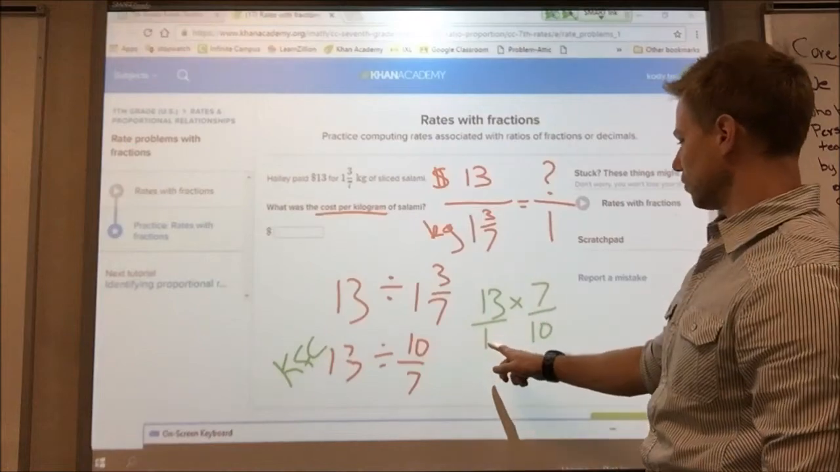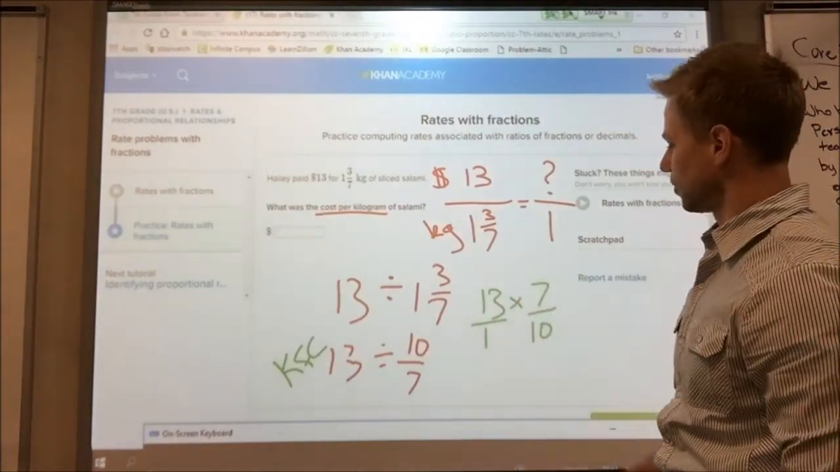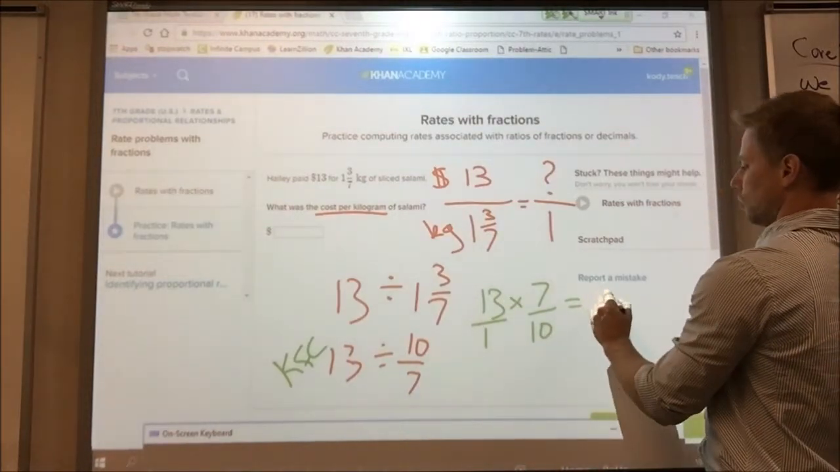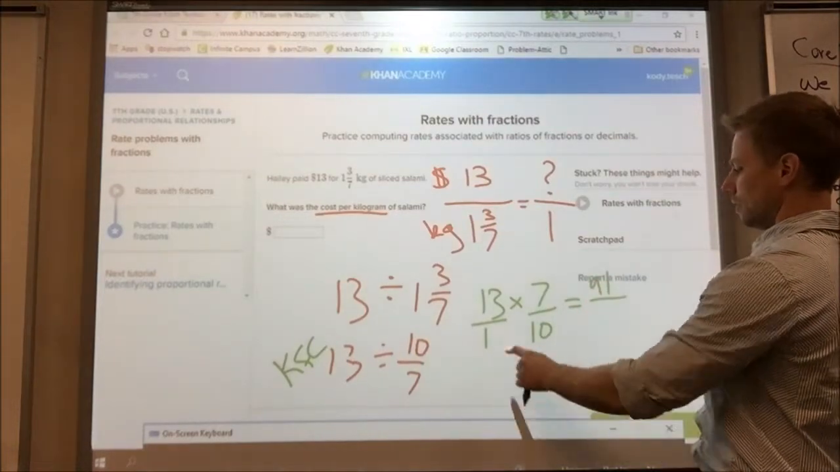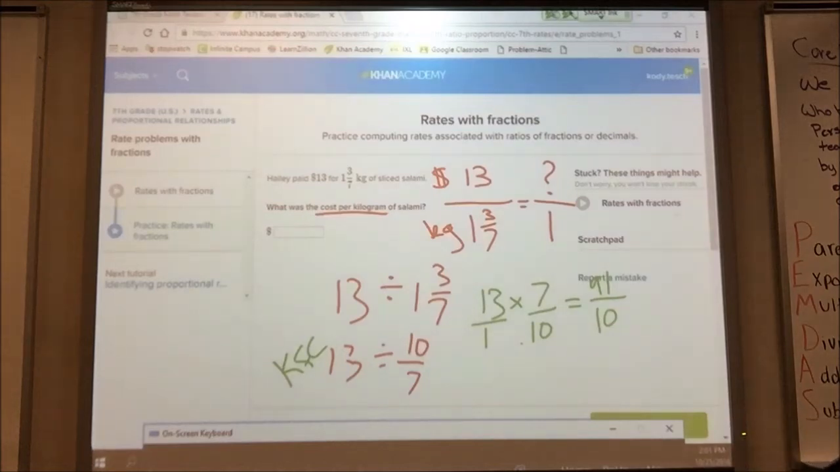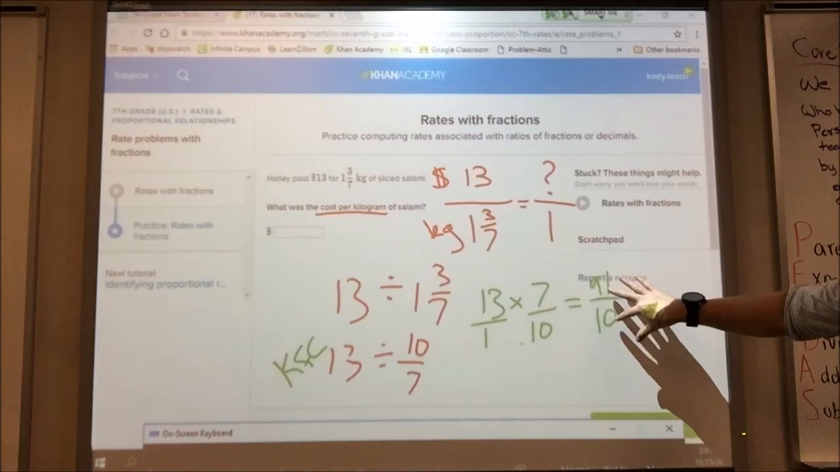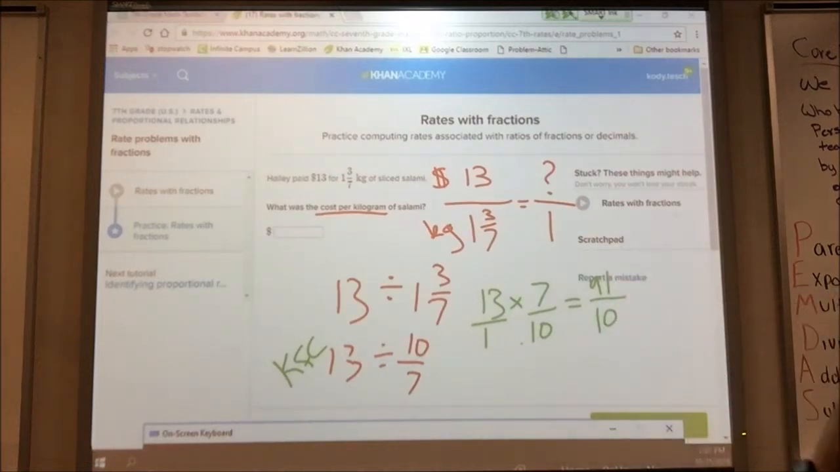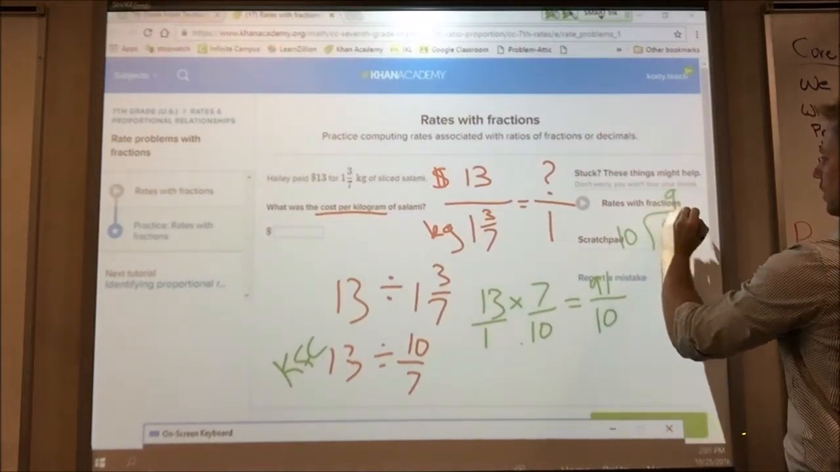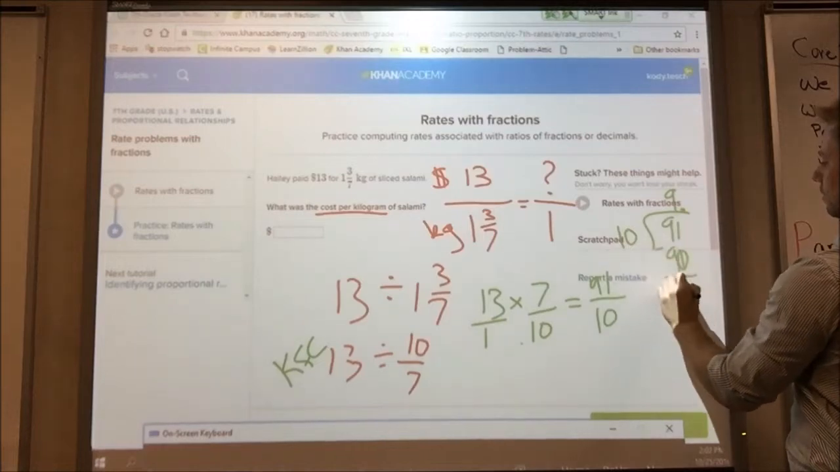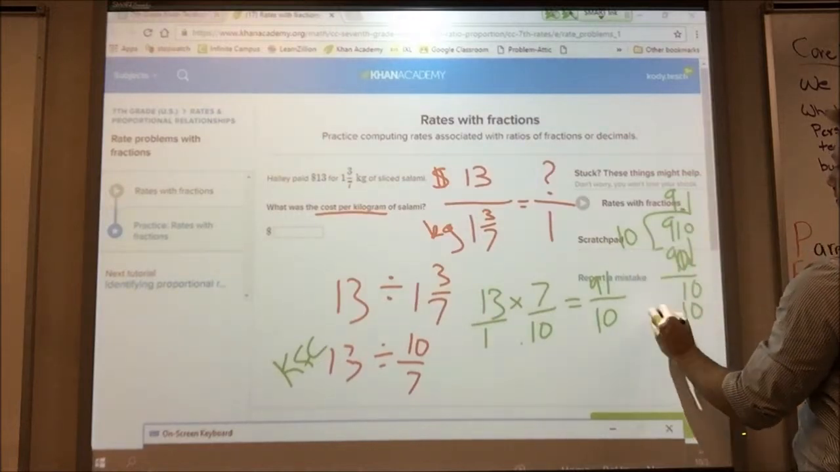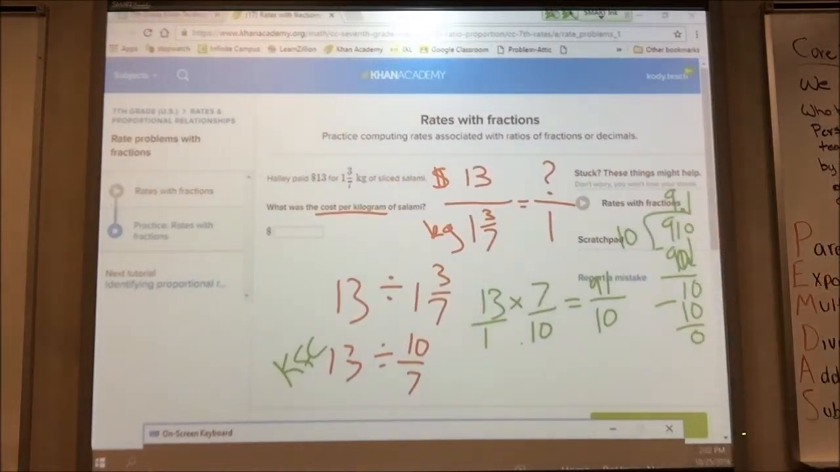Now we look if we can cross cancel anything. We can't, because 13 and 7 are both prime numbers. So we multiply. 13 times 7 would be 91. 1 times 10 is 10. So we get 91 over 10. Okay? And we need a cost, so we actually have to change that into decimal form. So we're going to have to do a little long division. 91 divided by 10 goes into there 9 times, which is 90. Subtract, you get 1. Bring down the 0. 10 goes into 10 once. Subtract, we get 0. So we get 9.1.